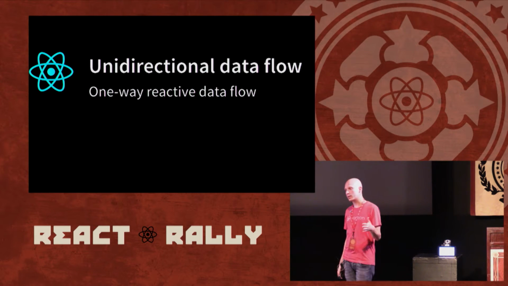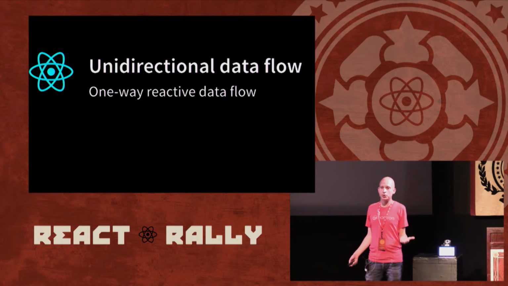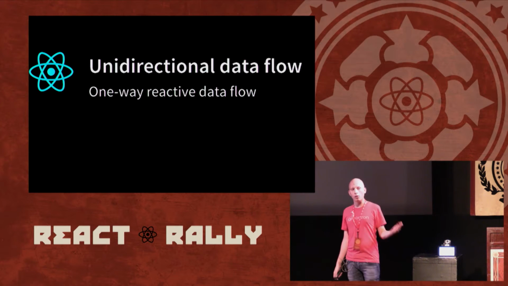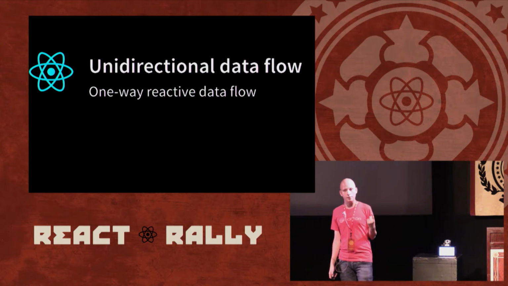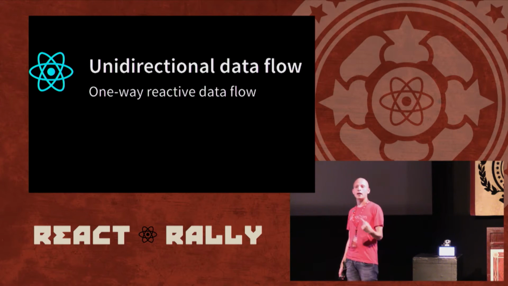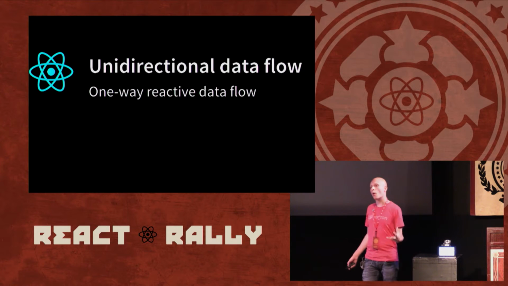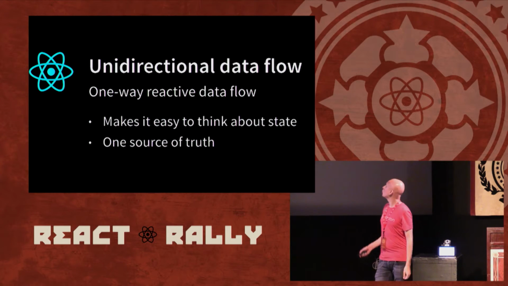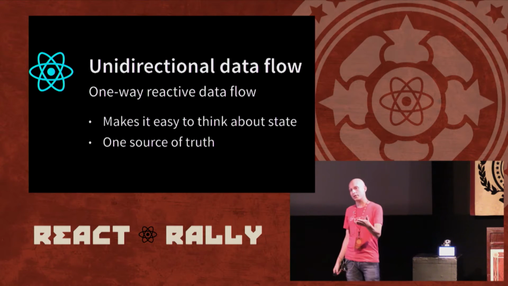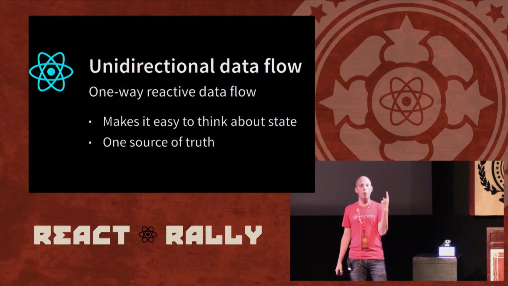And the reason why is because once they started adopting it and people started to understand why it's so powerful, a lot of other front-end frameworks have adopted a similar approach. And what's great about it is you have one-way reactive data flow. You always know what the state of your UI is, because you modify one state object and things will reactively flow in one direction only. This makes it really easy to think about state because you know it's in one spot, you know what it is, you have one source of truth.